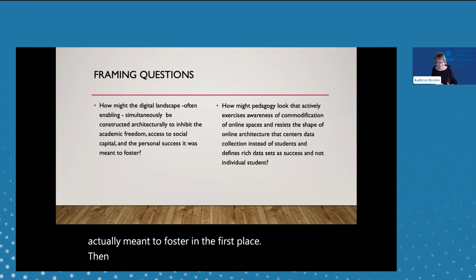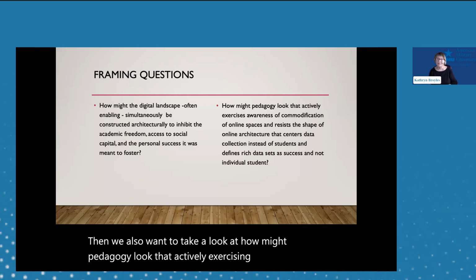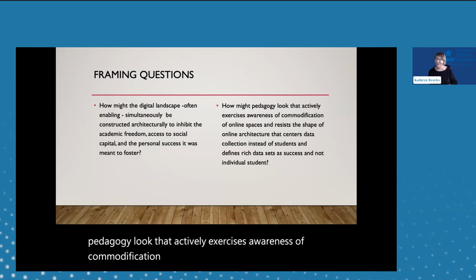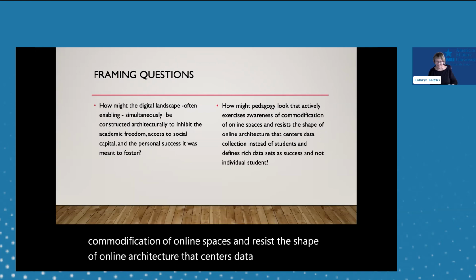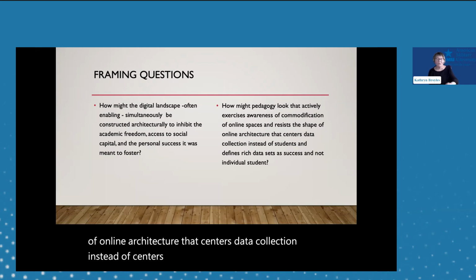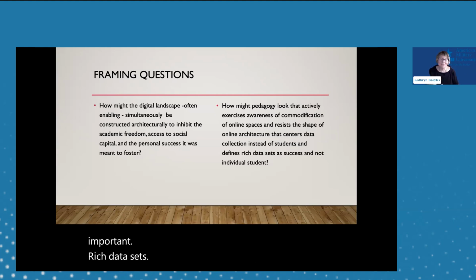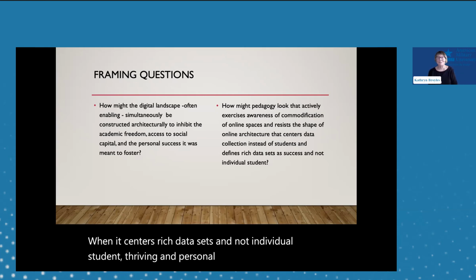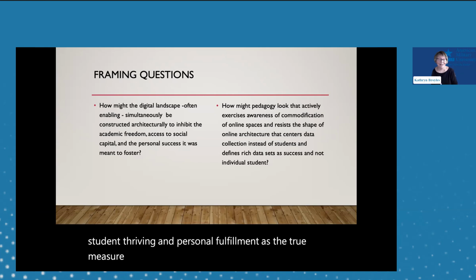Then we also want to take a look at how might pedagogy look that actively exercises awareness of commodification of online spaces and resist the shape of online architecture that centers data collection instead of centers students. And worse yet, this is really important, when it centers rich data sets and not individual student thriving and personal fulfillment as the true measure of an effective classroom.